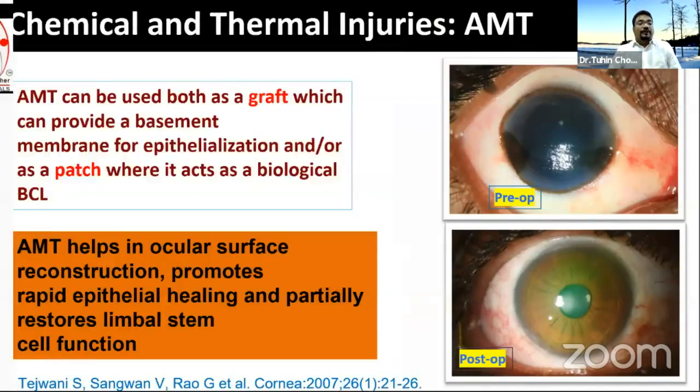Amniotic membrane transplantation can be used both as a graft, which provides a basement membrane for epithelialization, or as a patch, where it acts as a biological bandage. For the graft, as mentioned by Soham, the epithelium side is up and the stromal side is down. So it can be helpful in both ways, graft as well as patch. AMT helps in ocular surface reconstruction, promotes rapid epithelial healing, and partly restores the limbal stem cell function.